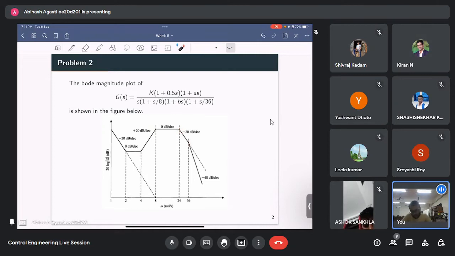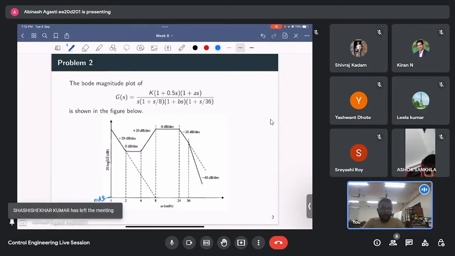But how do we determine the constant value K? So for that we have to know at what value the Bode plot is starting, isn't it, sir? Yeah, but here you are given one piece of information: if starting from 1 I go up till 8, then my magnitude will reach 0. So this is 0 dB.